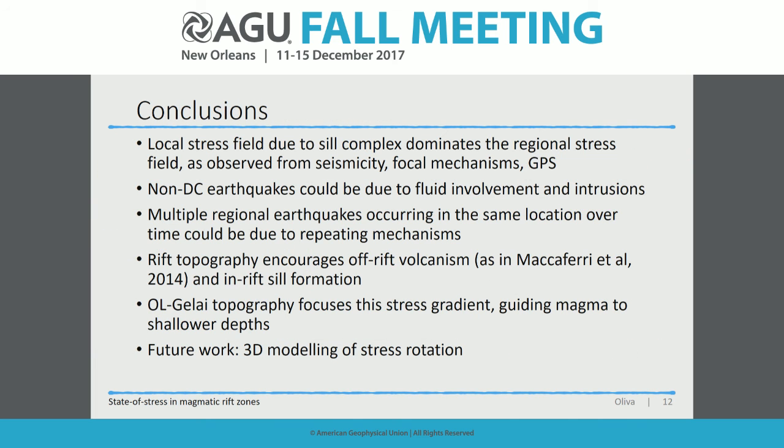In summary, we've observed a local stress field due to a sill complex that dominates the regional stress field, as observed from seismicity, focal mechanisms, and GPS. Non-double-couple earthquakes could be due to fluid involvement and intrusions, when the fault is acting as a conduit for magmatic fluids. Multiple earthquakes occurring in the same location over time could be due to repeating mechanisms and a persistent subsurface structure. The rift topography encourages volcanism and also focuses the stress gradient when there are two volcanoes next to each other. Future work will be 3D modeling of stress rotation. Thank you.